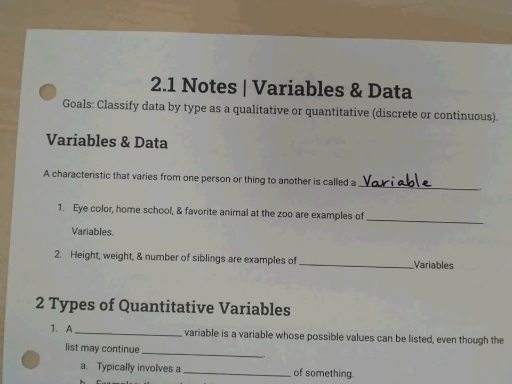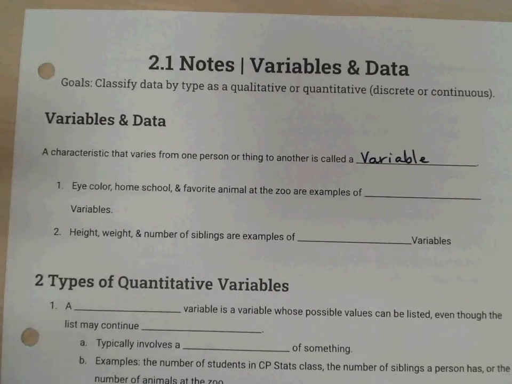And within variables and data, a characteristic that varies from one person or thing to another is called a variable. So that is distinct from what we formerly have known as a variable, which in algebra, right, a letter that represents a number. So we'll kind of add to that meaning in statistics.